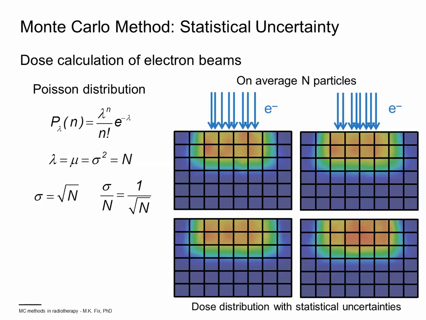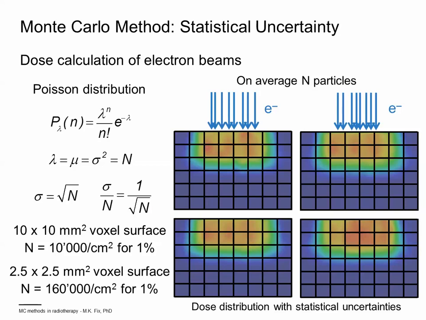That means the precision of the electron dose distribution per voxel decreases with the square root of the electron fluence hitting the scoring voxel. For example, a voxel with a 10 by 10 square millimeter voxel surface results in a relative uncertainty of 1% for an electron fluence of 10,000 electrons per square centimeter. Reducing the voxel dimension by a factor of 4, a fluence of 160,000 electrons per square centimeter is needed to achieve, again, an uncertainty of 1%.